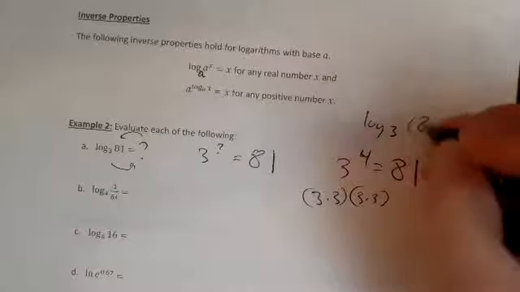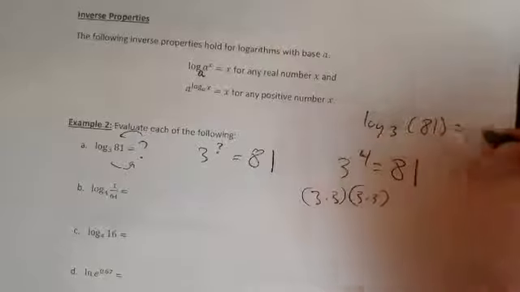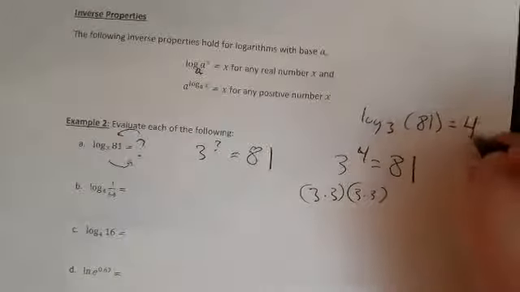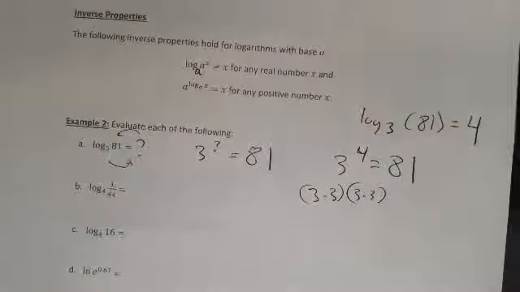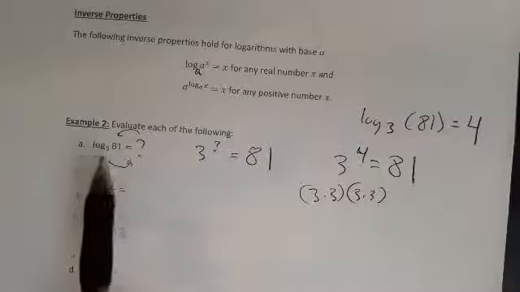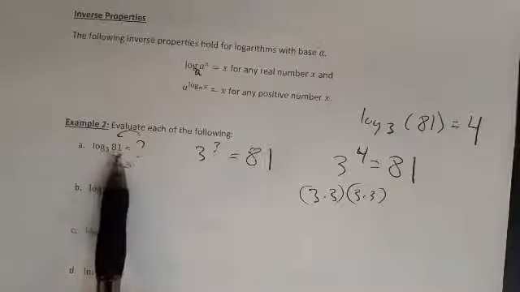Okay, so we want to find log base 3 of 81. That is equal to the number 4. We're looking for that exponent, is the thing we're looking for. So this is like asking, what was my exponent on a base 3 to make it an 81?